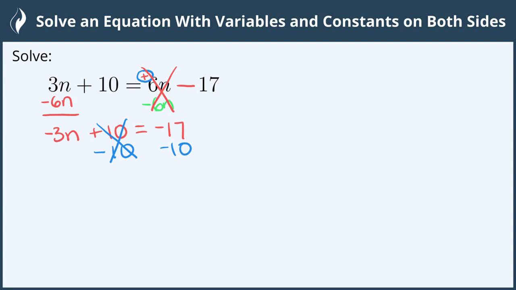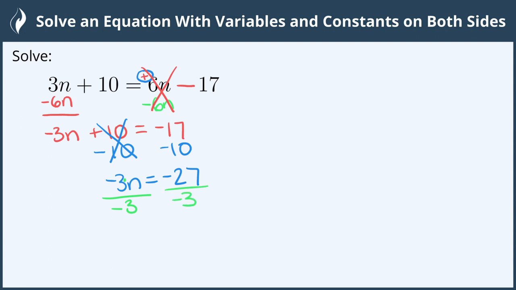Positive 10 minus 10 cancels, so we're left with negative 3n. Negative 17 minus 10 gives us negative 27. And now we're really close to isolating our variable. So we have negative 3 times n. The opposite of multiplication is division. So to negate the multiplication by negative 3, we will divide by negative 3 on both sides.